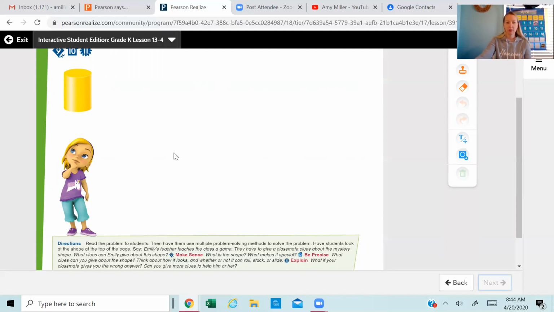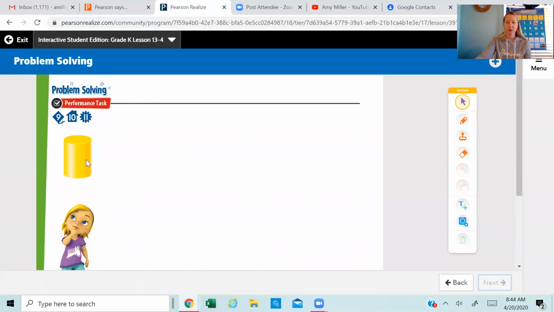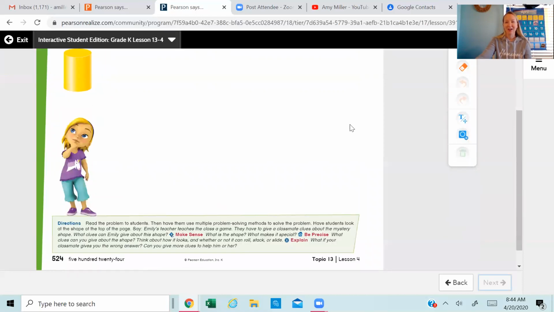So this page is more like a game. You need to hide the shape from somebody and give them clues about it and see if they can guess it. All right, good job.